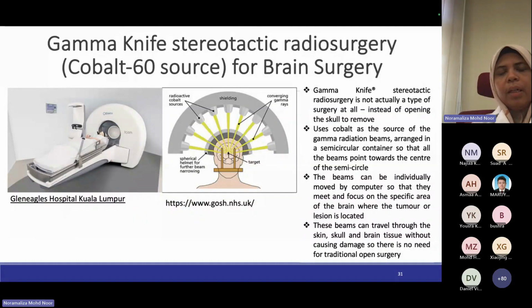So you can see here we have the cobalt-60 sources, and then we also have the shielding to make sure we can shield the gamma properly. And of course, it is usually a very specific area of the brain being treated, because they have a special helmet to hold the patient's head so it does not move during the treatment.